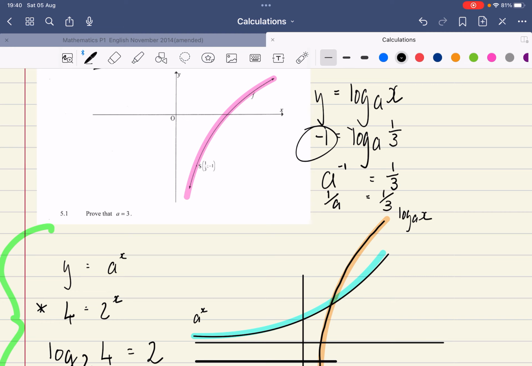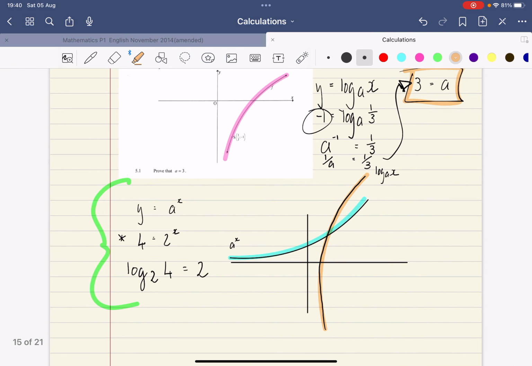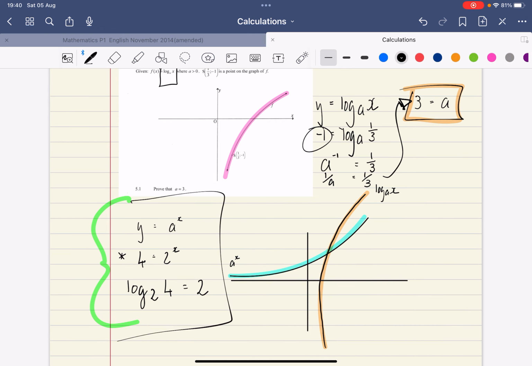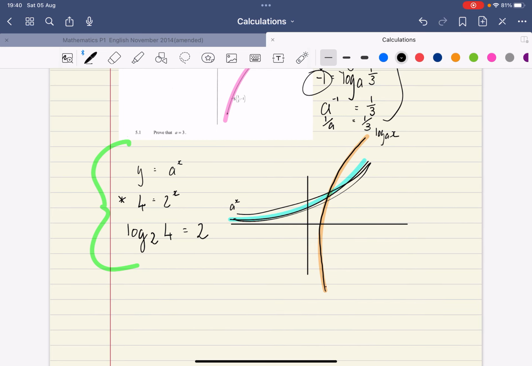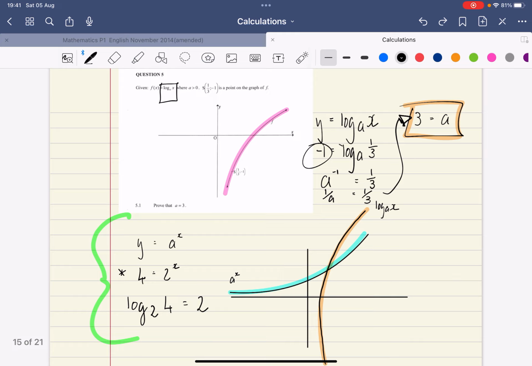And now it's just simple algebra. We're solving for a, so let's bring this on the top here. We can do 3 here, a here, and we've solved it. We wanted to prove that a equals 3, and we've exactly done that. So just to reiterate, we were given a log function, and we used our knowledge of how exponential graphs relate to log functions and how they look. And we plugged in an x and a y value for our log graph, and all we did is solve for a. And that is the problem solved.